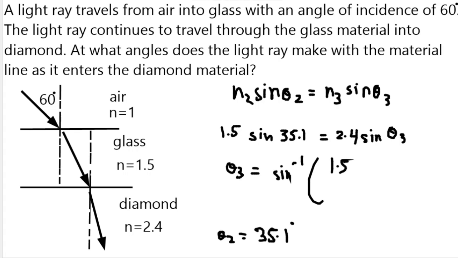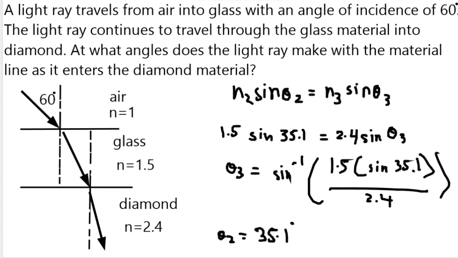Now let's calculate theta 3 by using our calculator here. We just manipulated the equation here. So theta 3, which is the angle of the refracted ray from glass to diamond, is going to be 21.1 degrees. So this is the answer.